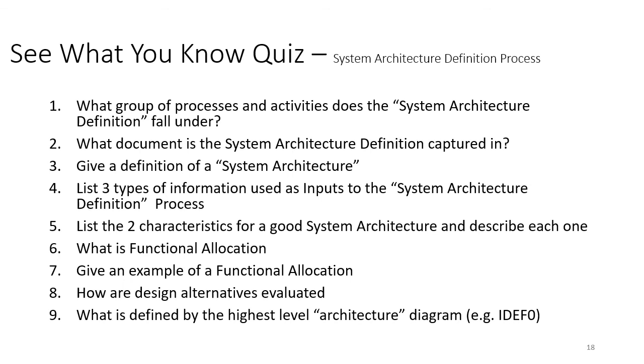And then 5 asks you to identify 2 characteristics of a good system architecture. 6 is to provide a definition of functional allocation. And 7 is to give an example of functional allocation. 8, how are design alternatives evaluated? And then number 9 is what is the highest level architecture diagram, and what information does that convey?